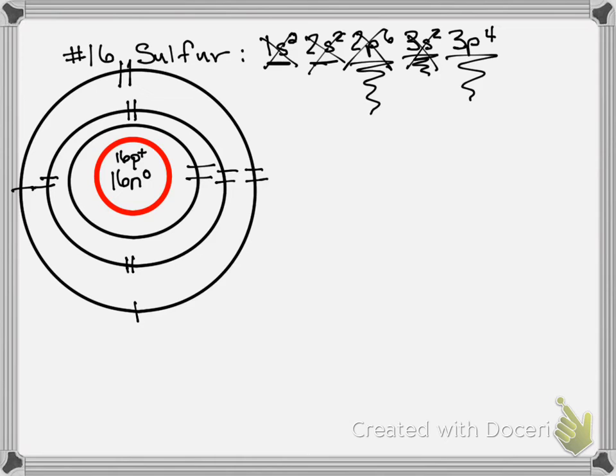Let's do the Lewis dot structure. The symbol of sulfur is an S. Look only at the outermost ring. Outermost ring only. Those are your valence electrons. We are going to do 2 dots on the right, 2 dots on the top, 1 dot on the left, 1 dot on the bottom.